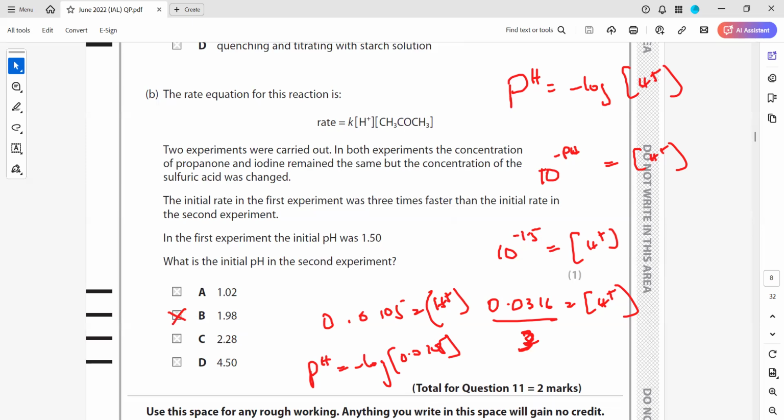So you can see the change in the hydrogen ion concentration is not the same as the change in the pH. pH only changes by how many units? It's just 0.48 units. So we get the H plus, which is applied to the equation.